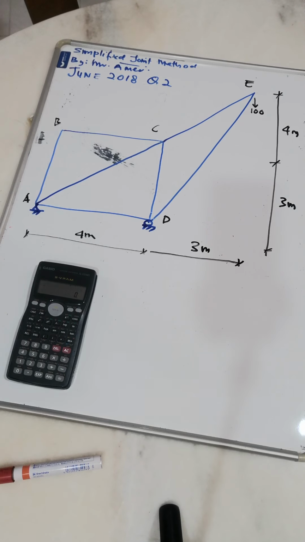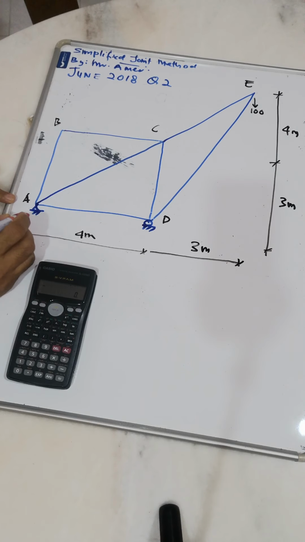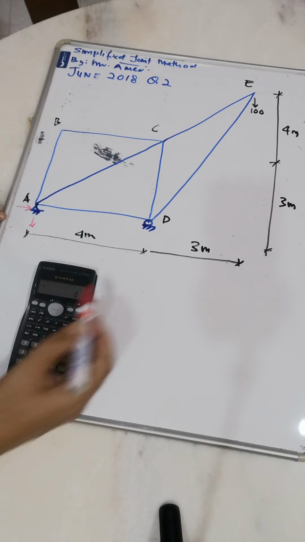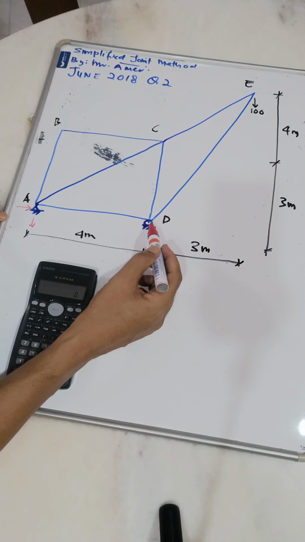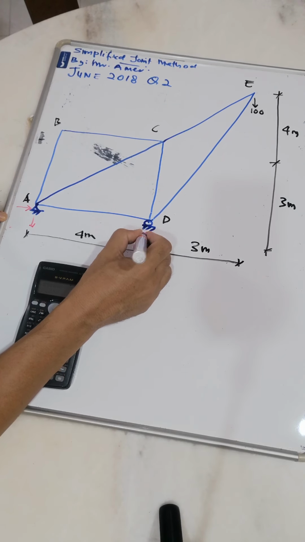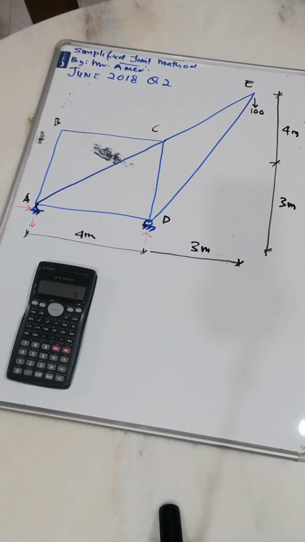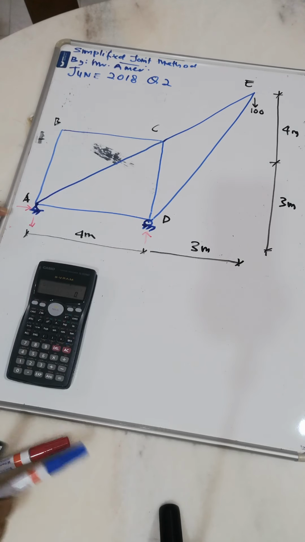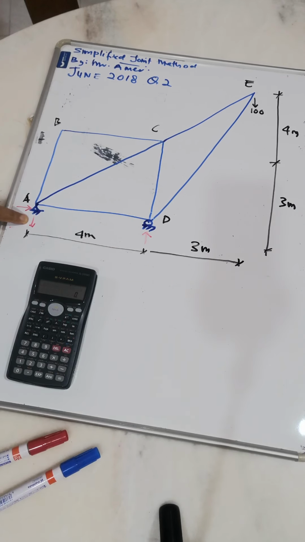First, of course, we need to calculate the reactions at A and D. At A there is a pin support, so there is a reaction in Y and a reaction in X. There are two reactions because it is a pin support. At D there is a roller support, so there is one reaction. Let us consider AY first.